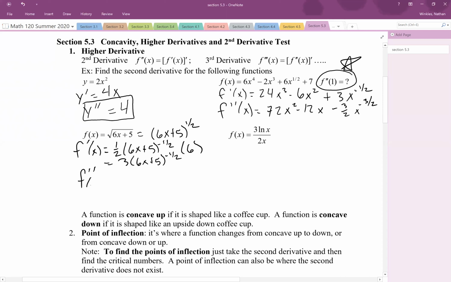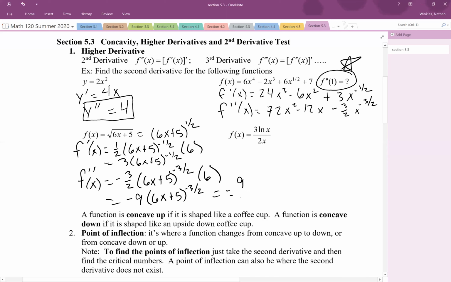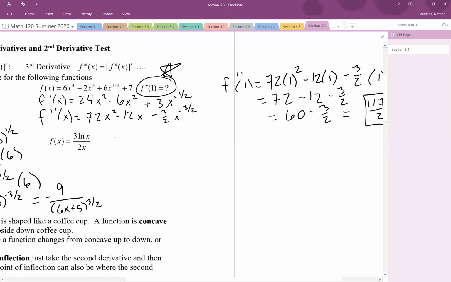Now our second derivative is negative 3 over 2 times 6x plus 5 to the negative 3/2 times 6, which is negative 9 times 6x plus 5 to the negative 3/2. You could leave it like that, or if you wanted to, you could make this negative 9 divided by 6x plus 5 to the 3/2. No real difference in what we do there. Finding our second derivative here.